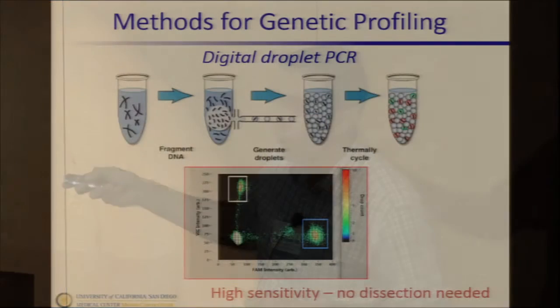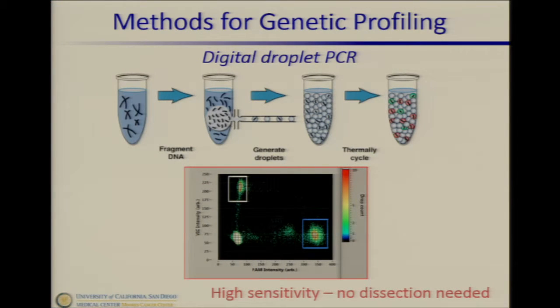The ones that do not shine are droplets that are empty, that didn't work, but we can measure the fraction of normal cells to mutated cells, from wild-type DNA to mutated DNA. And this method is very sensitive. Again, if you only have 2% of your DNA that's mutated, you will be able to see it using a method like that without requiring the microdissection.